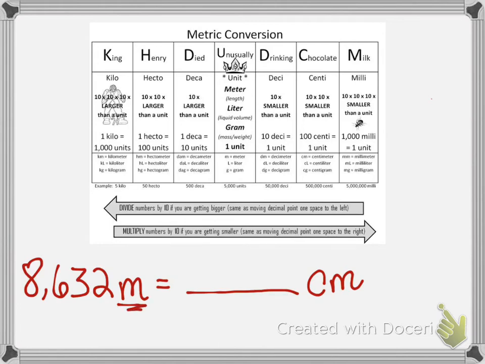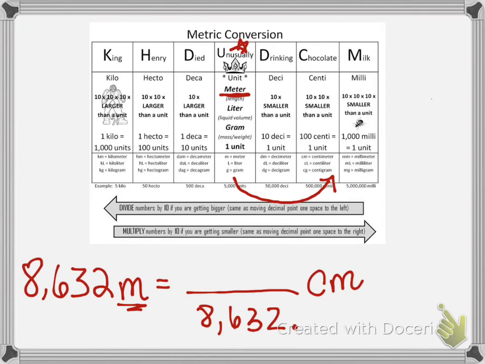Our next example is 8,632 meters is equal to how many centimeters? Meters is our base unit, so it's right over here. We're starting here, meters, and we are going to centimeters. So we are going from here to the right. So I'm going to write out my number, 8,632 meters. And next to that, I'm going to put my imaginary decimal, because to the right of the whole number is always a decimal.